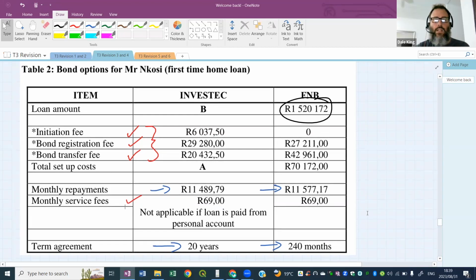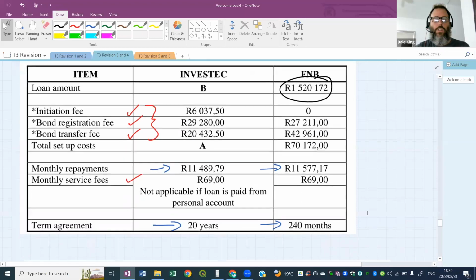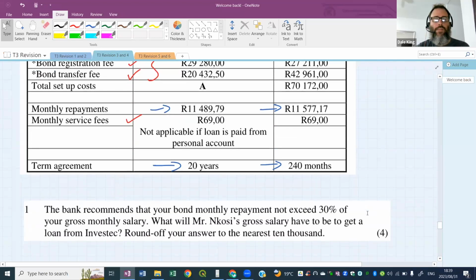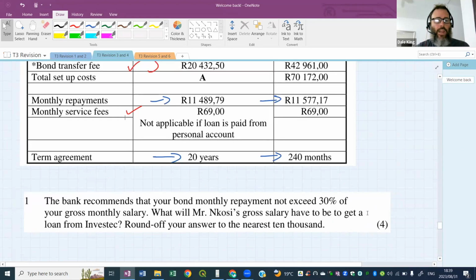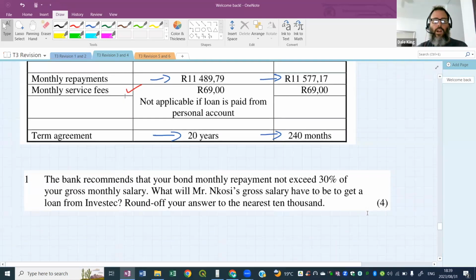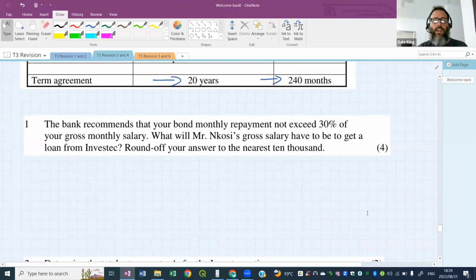All right. Hope everyone understands this table so far. Okay, let's move on to the questions and let's see what we got. I think this is where the meat is, ladies and gentlemen. The bank recommends that your bond monthly repayment not exceed 30% of your gross monthly salary. What will Mr. Nkosi's gross salary have to be to get a loan? Round off your answer to the nearest 10,000 Rand.